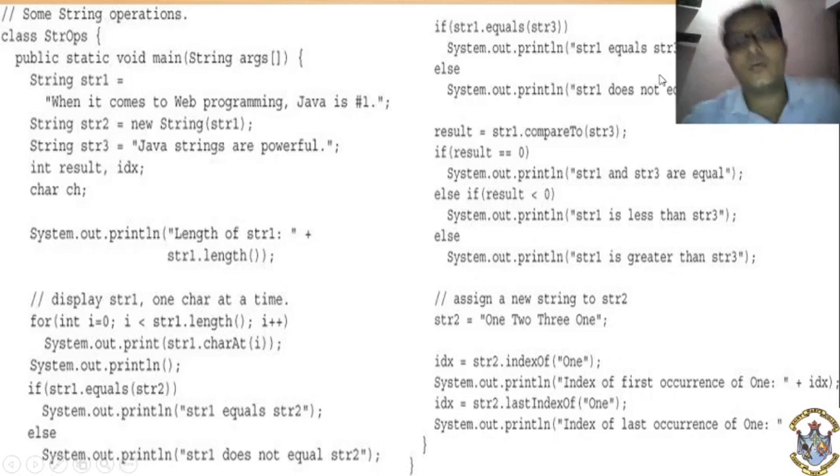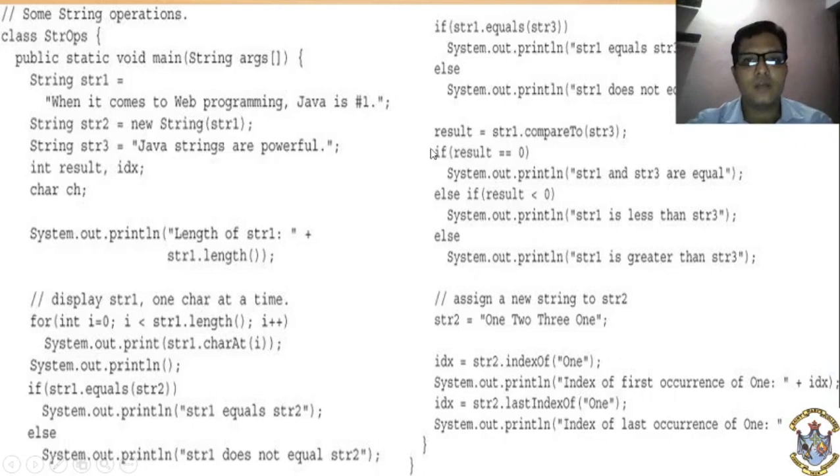One more if-else statement we have constructed here: str1.equals(str3). Now I am checking System.out.println "str1 equals str3". Let me check what str1 is and what str3 is. "When it comes to web programming, Java is number 1" is equal to "Java strings are powerful"? No, false. So it comes to the else block: str1 does not equal str3.